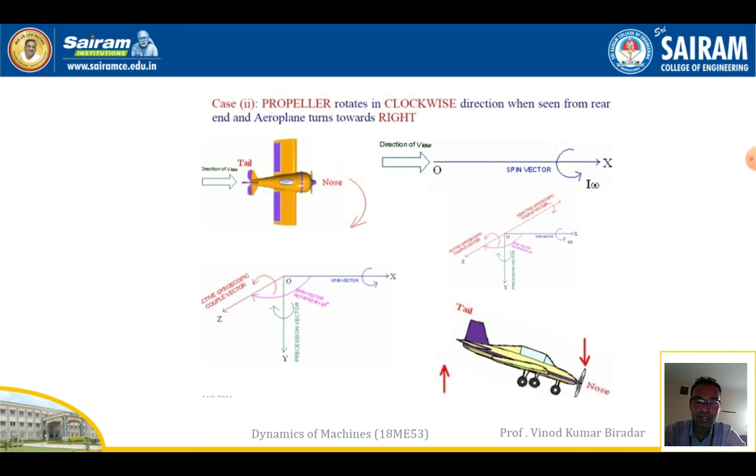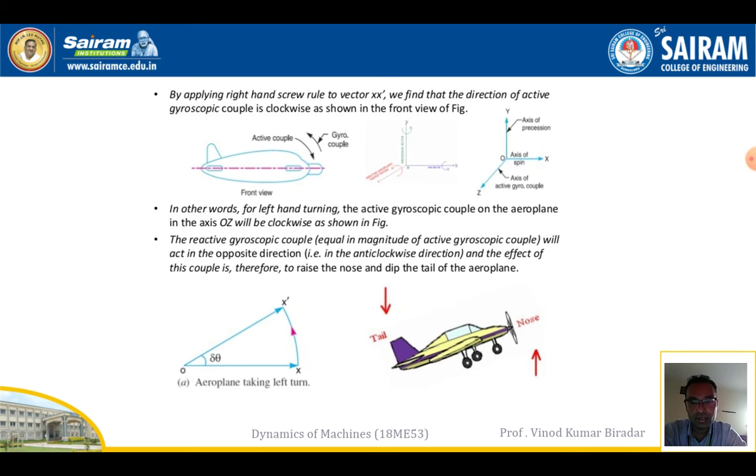Okay, so here in the case 2 direction, in the case 1, when the gyroscope couple is taking the turn, the aeroplane couple will be to raise the nose and dip the tail as shown in the below figure. So this is about the active gyroscope effect in the left while turning the left hand side direction.